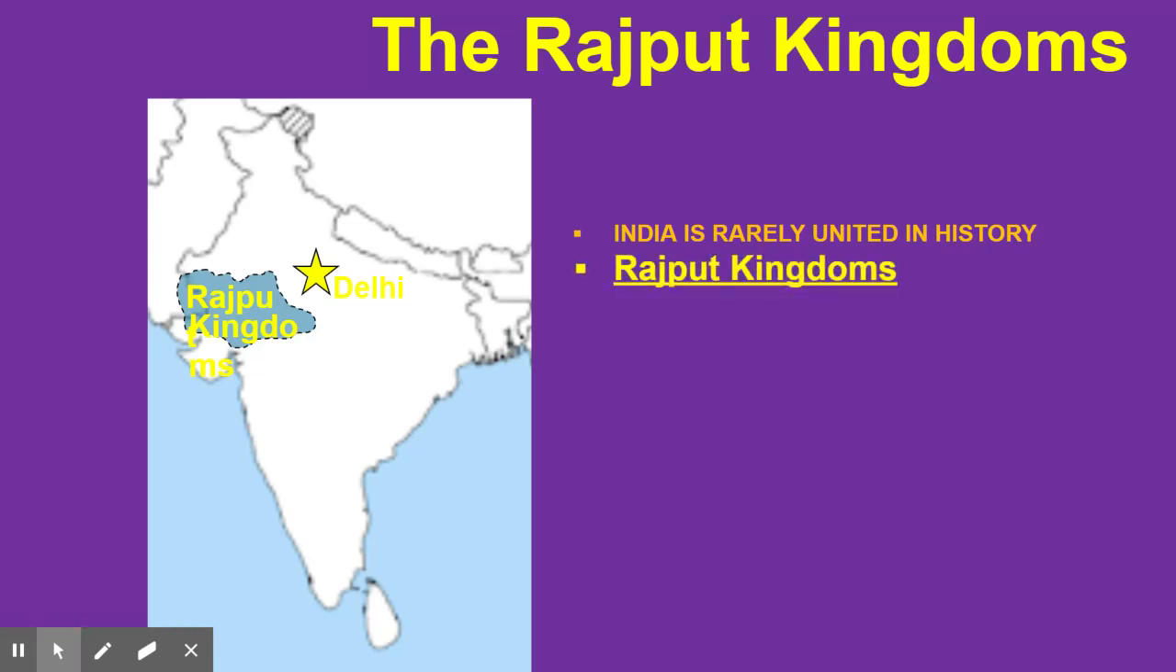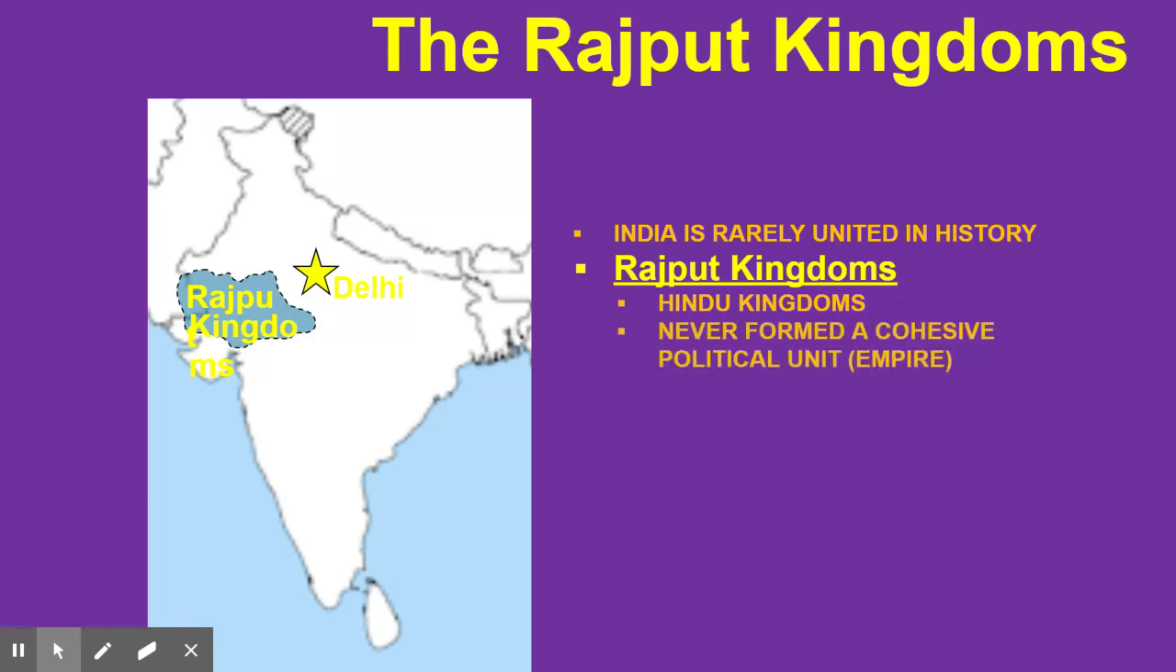And so even though we see the Rajput kingdoms develop, and even though they are Hindu kingdoms, which is the predominant religion in India at this time, we still see that they are never formed into a cohesive political unit. The Rajput kingdoms will never be an empire. Instead, what we see are these various states that will fight amongst themselves to try to gain control, right? The people doing the fighting are the regional leaders. These are called rajas, and these rajas will battle each other for supremacy.